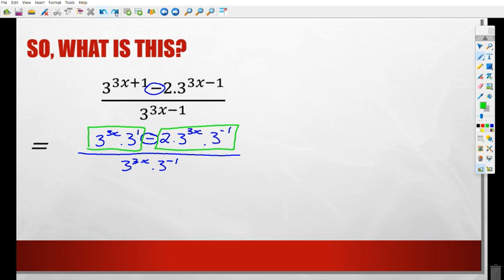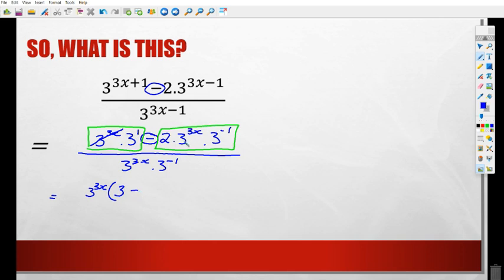Let me change my color here. So I've got 3 to the power of 3x as my common factor. Open up my bracket. If I take out 3 to the 3x in this box over here, what's left in this green box? Just a 3 to the power of 1. So 1 times 3 to the power of 1, which is just 3.